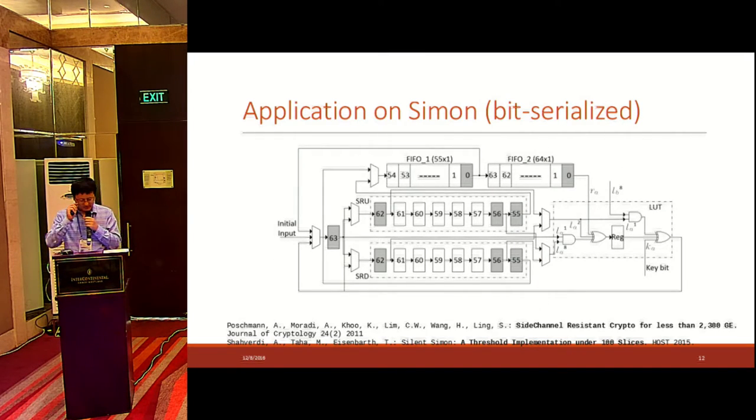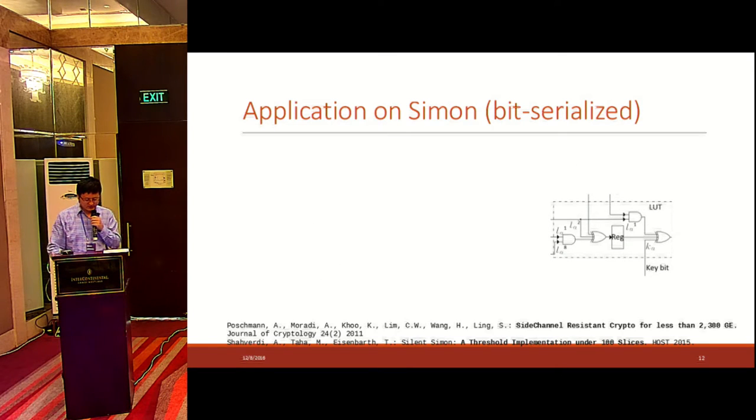So another implementation is the bit-serialized one, which means the implementation can process only one bit per clock cycle. The left part is a shift register used to hold the blocks, and what it does is keep rotating the bits for the combinational logic. So now let's focus on the combinational logic.